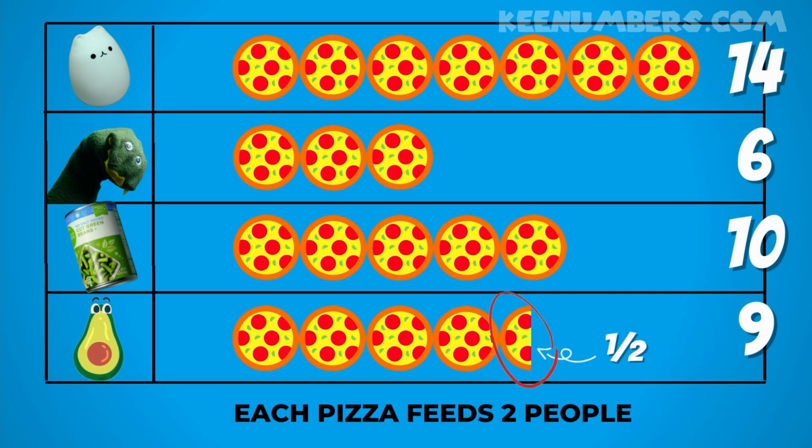That's why the Avocado's pizzas can feed 9 people, and the other ones are easy. 5 times 2, that's 10. Green Beans serves 10. Greater Gator 6, and Mega Kitty 14, because Mega Kitty had 7 pizzas and each feeds 2 people, so 7 2s, 14.